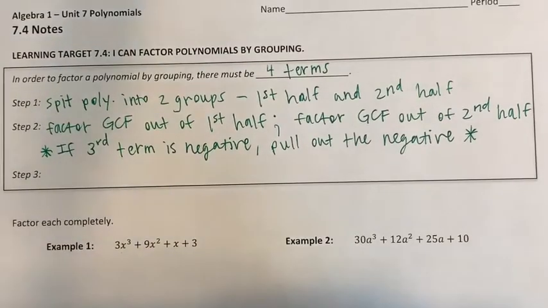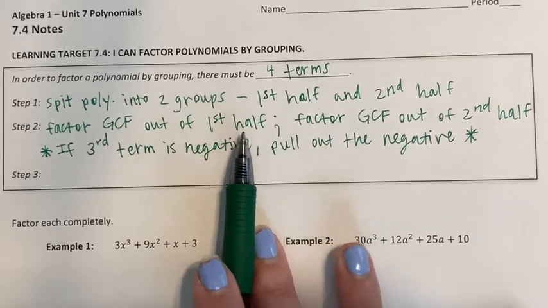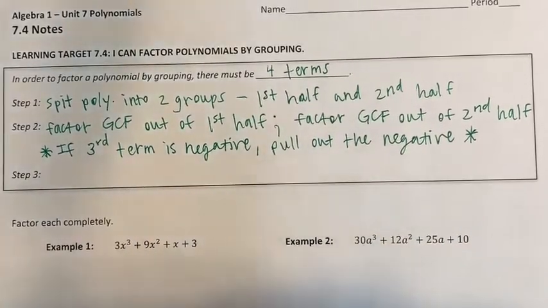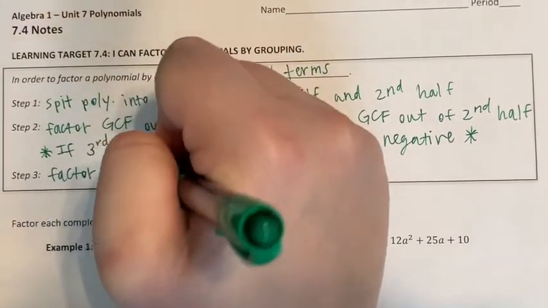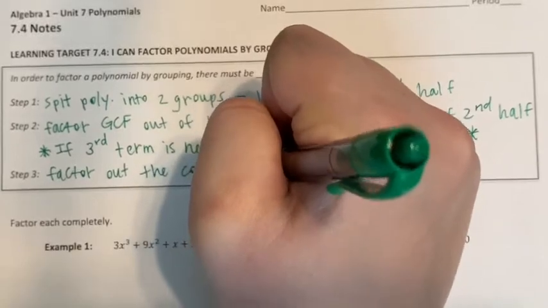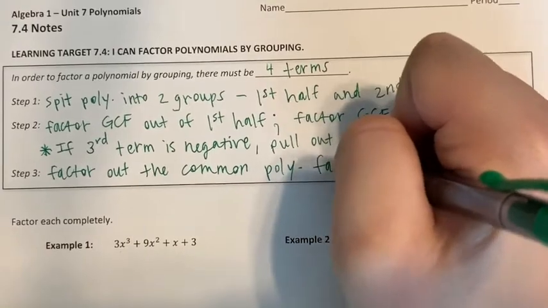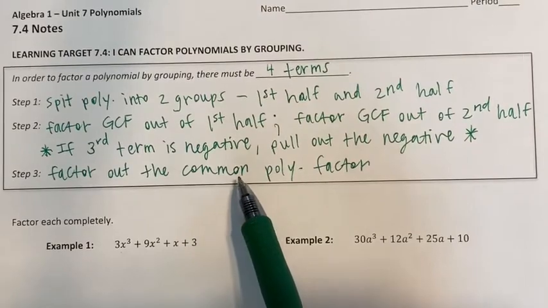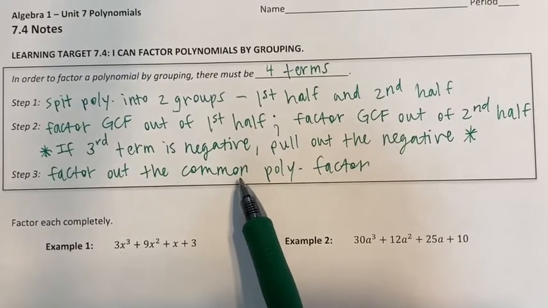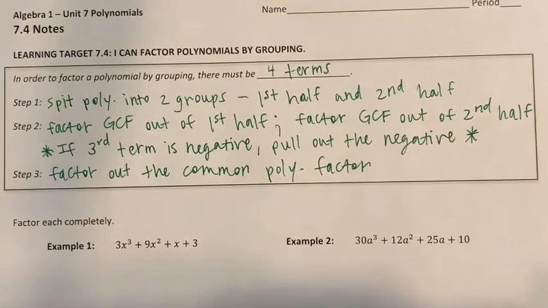And then our very last step, once you've split it into 2 groups and you've pulled out the GCF for the first half and the second half, final step would be to then factor out the common poly. I'll abbreviate polynomial again as poly. So you'll see when we do this today, you will have something in common. And so you'll have what I like to say common parts and leftover parts. So we'll take a look at that. All right, so once you've got your steps written down, let's jump right into an example.